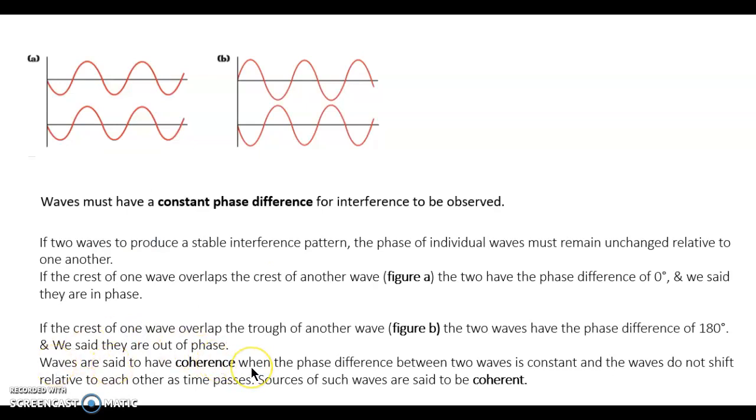Waves are said to have coherence when the phase difference between two waves is constant. So it must be constant, and the waves do not shift relative to each other as time passes. Sources of such waves are said to be coherent. So why do we call them coherent? Because the phase difference between two waves is constant, it does not change. Like this case, 0 and 180 degrees. At all times, if we keep tracking the waves, it would be 180 degrees. Here, the phase difference would be 0 at all times, as the waves pass through. So we said that they are coherent.